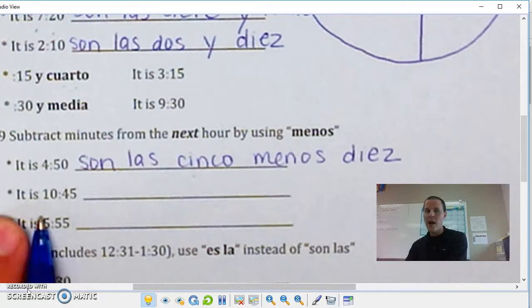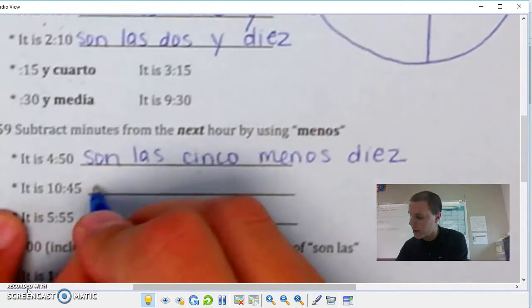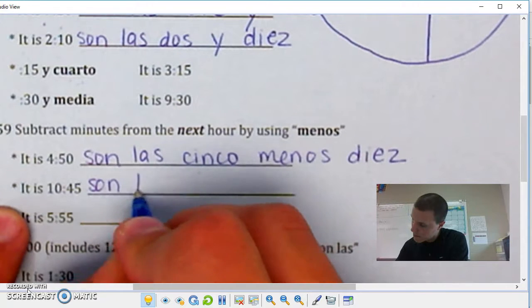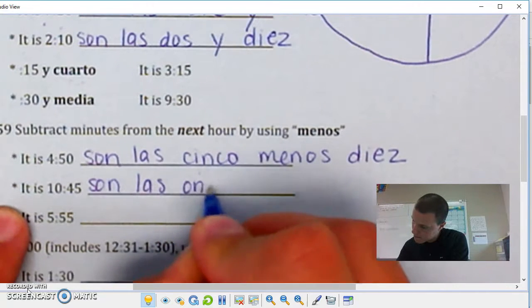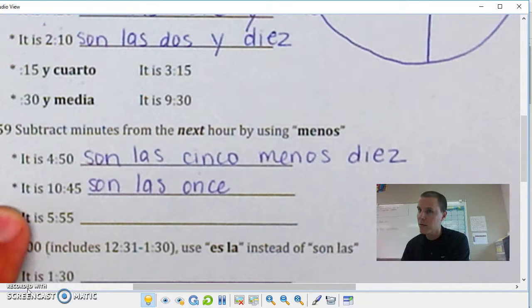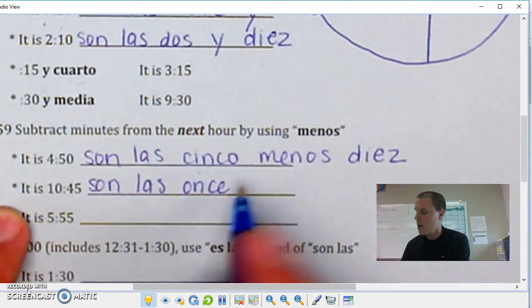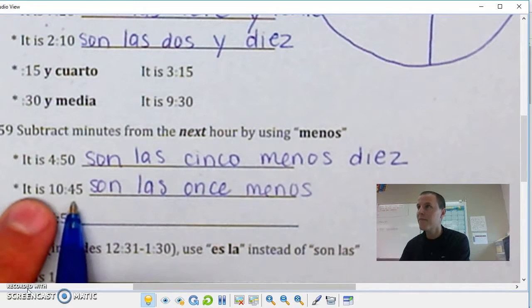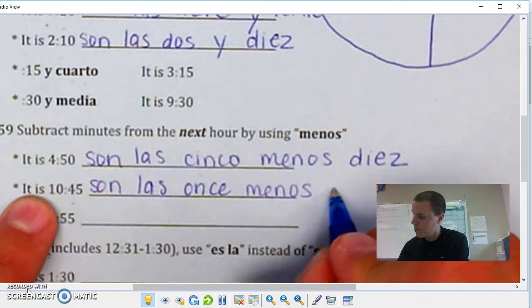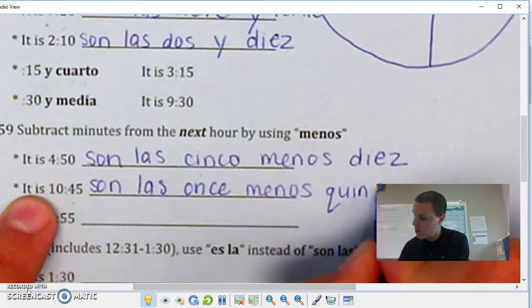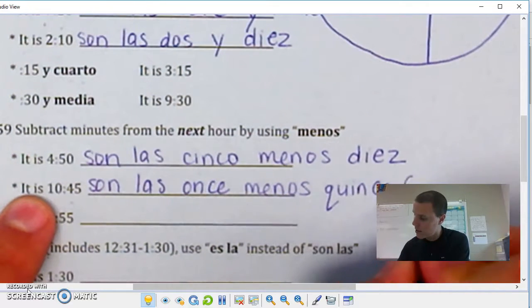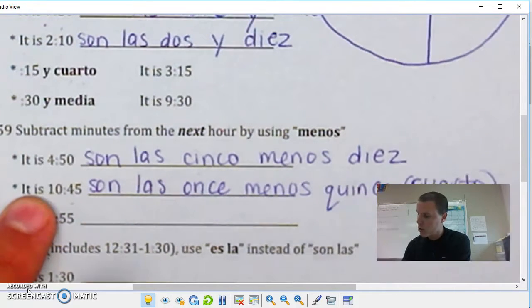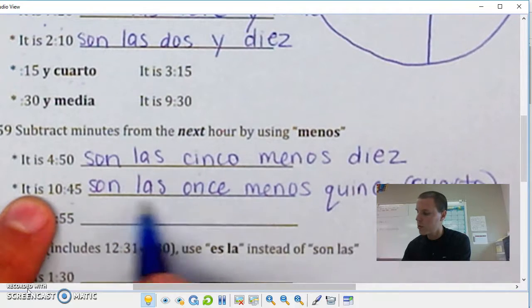So 10:45. The next hour is 11 o'clock. Son las 11. It's 11 o'clock. I'm subtracting, menos. I need to subtract 15 minutes. 15. I'm also going to put in here cuarto, because you'll also see that. Cuarto. Son las 11 menos 15. Son las 11 menos cuarto.